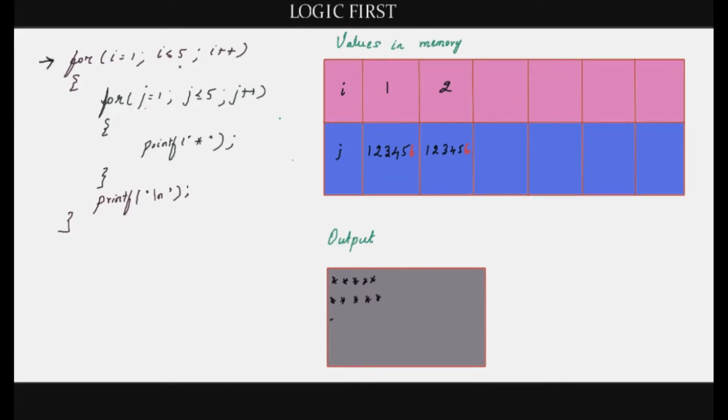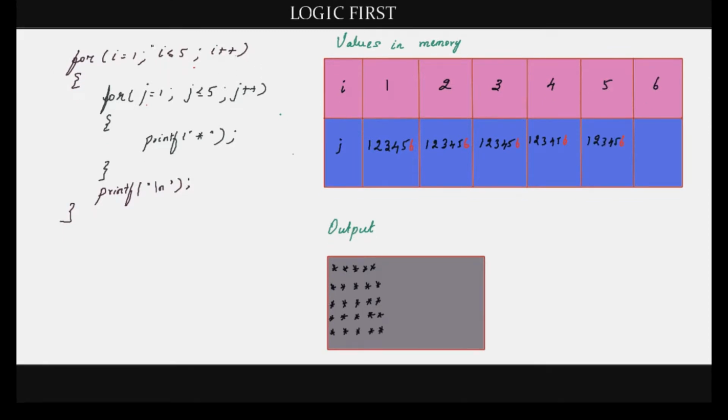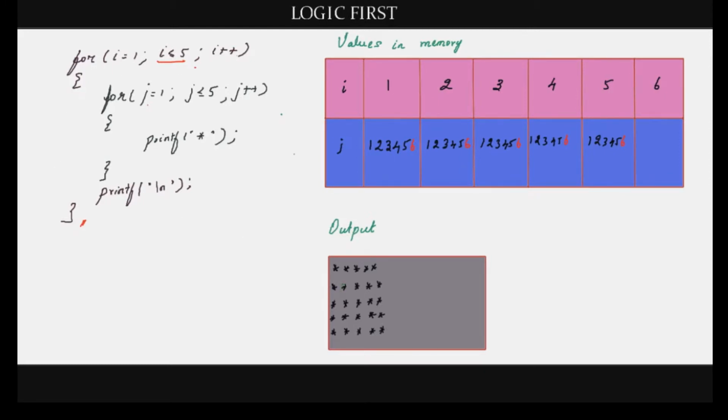Now the outer loop continues to execute. i becomes 3, the condition is still true. The inner loop runs 5 times and 5 stars are printed. Similarly i becomes 4 and 5. And finally when i becomes 6, the condition here fails and the execution of the outer loop comes to an end, and we have the desired output.